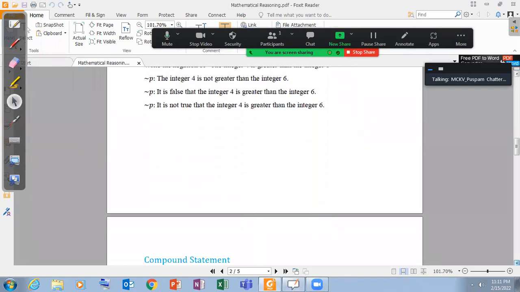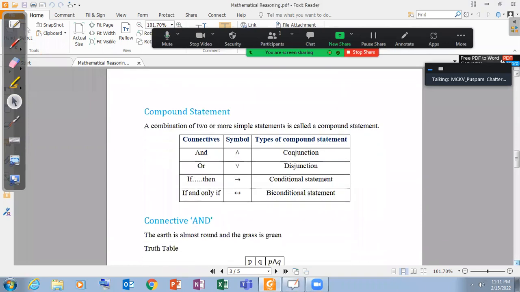The next term associated with this is compound statement. From here we will try to understand. There is a simple statement that you understand. What is a simple statement? A simple statement is one which cannot be broken into more simple parts; there are no connectives in it. So what is a compound statement? A combination of two or more simple statements is called a compound statement.